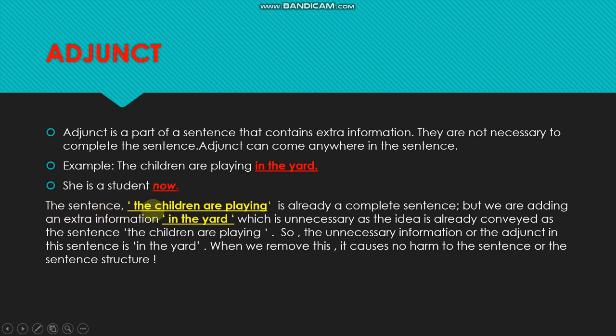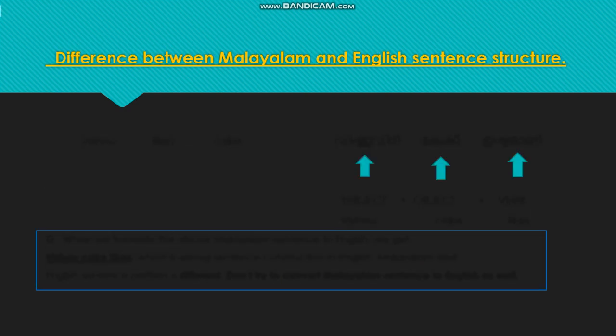The sentence "The children are playing" is already a complete sentence, but we are adding extra information, "in the yard", which is unnecessary as the idea is already conveyed by the sentence "The children are playing." So the unnecessary information, or the adjunct, in the sentence is "in the yard". When we remove this, it causes no harm to the sentence or the sentence structure. That is adjunct. Now we are going to look at the difference between Malayalam and English sentence structure.